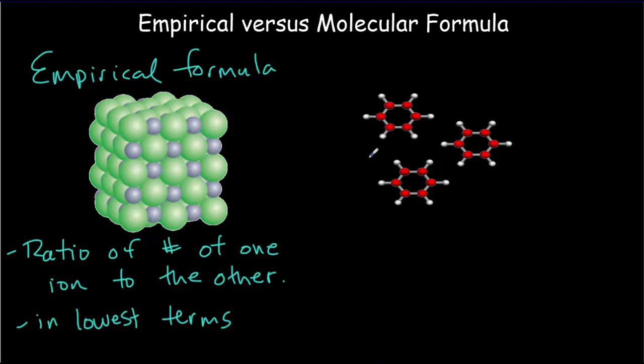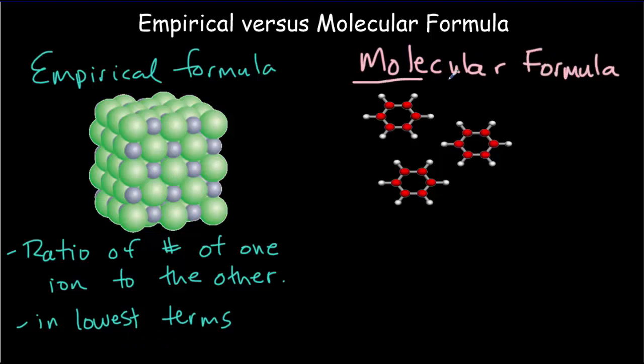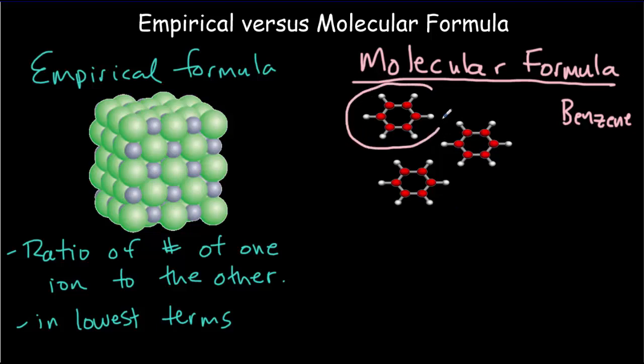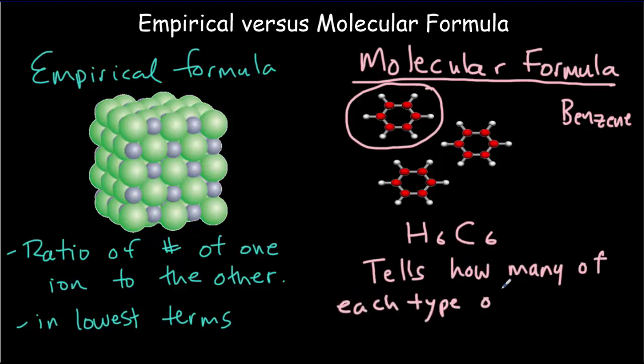However, if we have covalent bonding or molecular bonding, then of course we're going to get molecules. And we're going to want to write a molecular formula. So these molecules here, they're called benzene. And the red circles here represent carbon, and the white circles here represent hydrogen. So we could give an empirical formula and say that there's a ratio of 1 carbon for every 1 hydrogen. But we'd rather describe the whole molecule and say that there's 6 hydrogens and 6 carbons in each molecule. So our molecular formula tells us how many of each type of atom in a molecule.